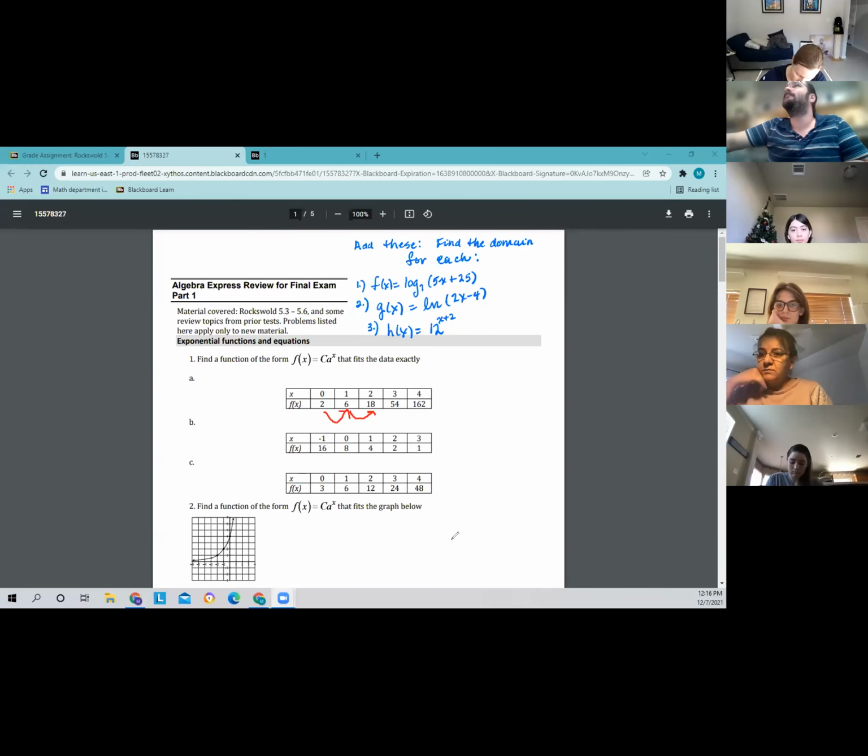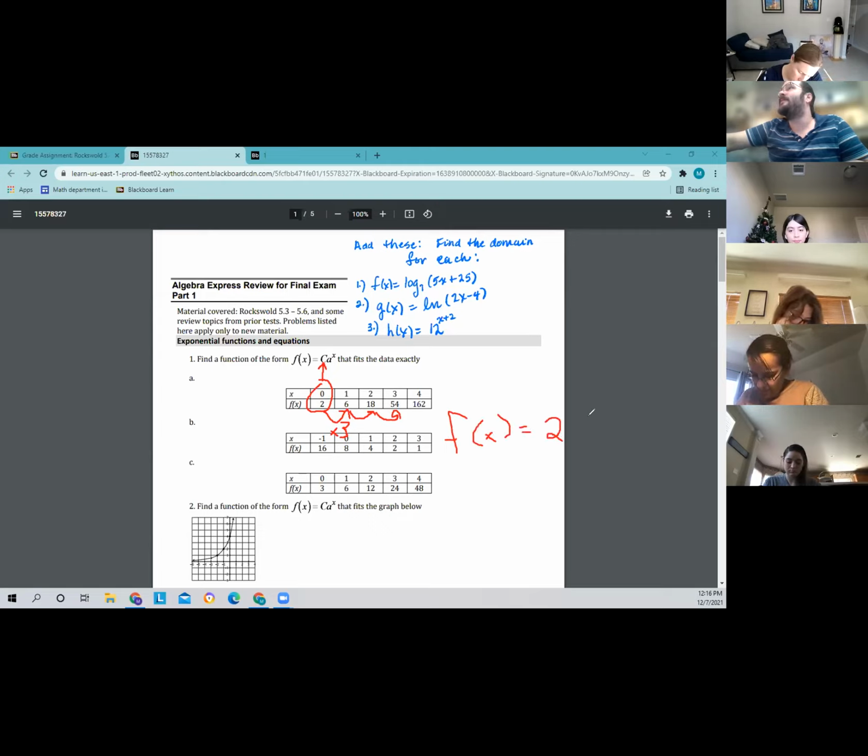It was right. So what's the change? Okay. For the C, I still want the intercept, so I got 2. So that's your C value. And then for A, it's each one being multiplied by 3. So I got f of x equals 2 times 3 to the power of x.